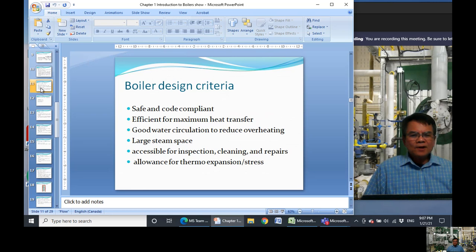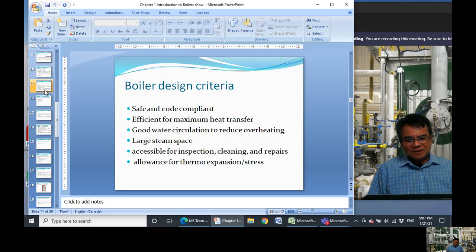Now, when you design a boiler, there are some criteria and constraints. A constraint in engineering is something that cannot be changed, something you must do. The criteria are a set of conditions. If you follow them, your boiler will work better. This one is not a must, but is better for your boiler. The famous one is safe and code compliant. To me, that is a constraint. It has to be safe and controlled under the code. Otherwise, they won't let you run the boiler. So that is the constraint.